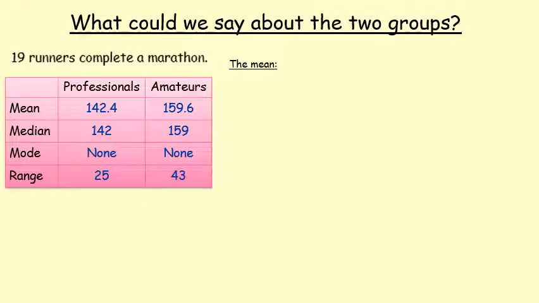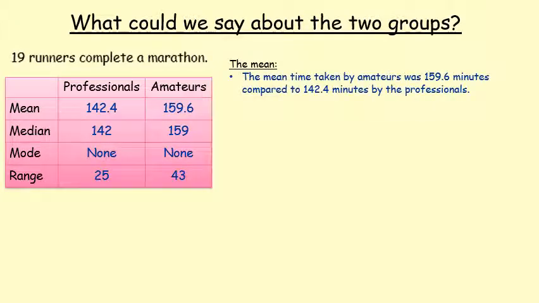Right, so this is the bit where it gets potentially a bit trickier but a bit more interesting. So I want you to think about science lessons where you've done experiments and you've been asked to compare two values. So we're now thinking in sentences about what we can say about the numbers we've got in our table. So in terms of what we could say about the mean, let's look at this first column. We could say something like the mean time taken by amateurs was 159.6 minutes compared to 142.4 minutes by the professionals.